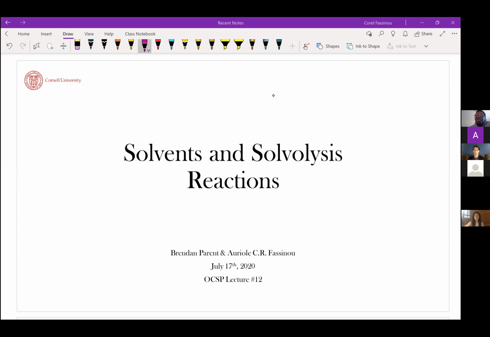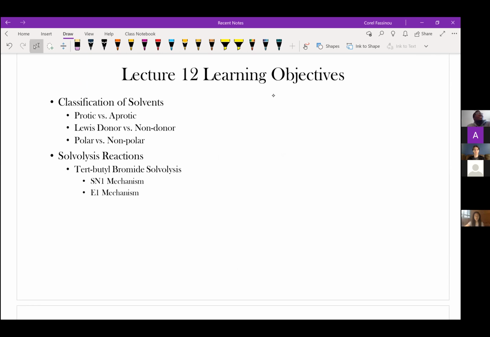Okay, so today we're going to be talking about solvents and solvolysis reactions. So we've kind of alluded to this throughout the week in both your homeworks and the study groups. And so today we'll get a more formalized introduction to the concept. Okay, so our learning objectives. First, we're going to start with classifying solvents into protic versus aprotic, donor versus non-donor, and polar versus nonpolar. And then Brendan's going to finish it with solvolysis reactions.